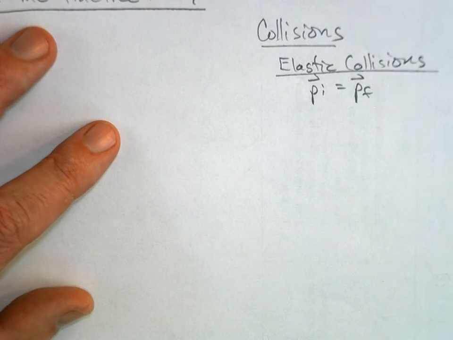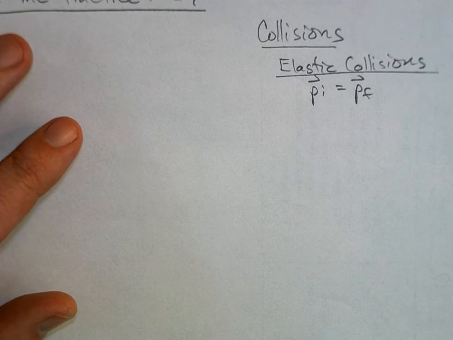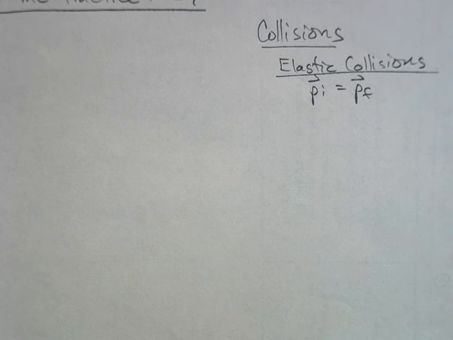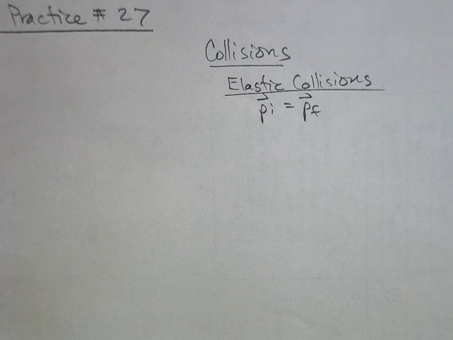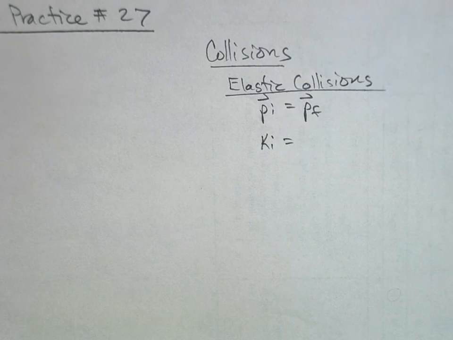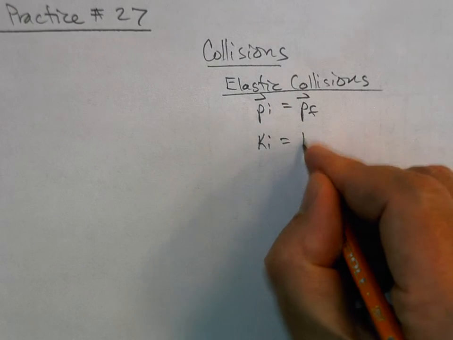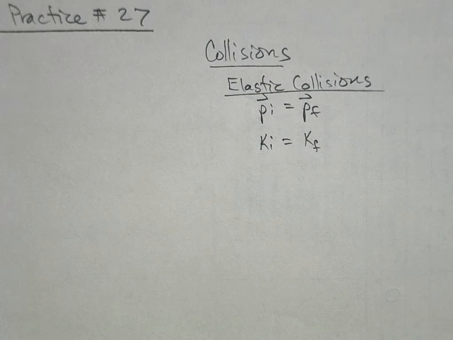Also, if you have an elastic collision, we're not creating any heat. We're not heating the environment. There's no sound. There's no random vibrations that are moving off into the environment. Everything's just perfect, and so the initial kinetic energy of your two objects before the collision equals the kinetic energy after the collision. And that's what defines an elastic collision.